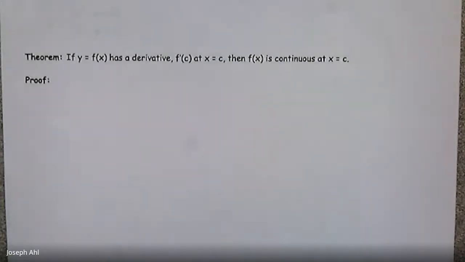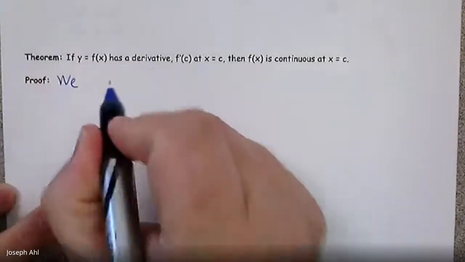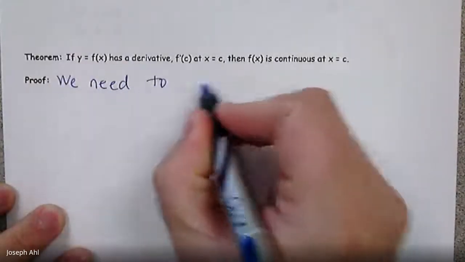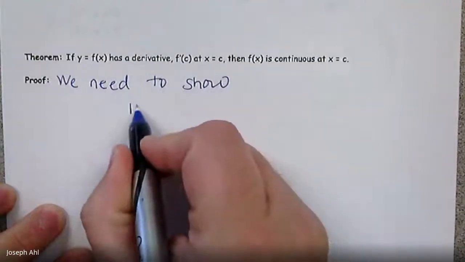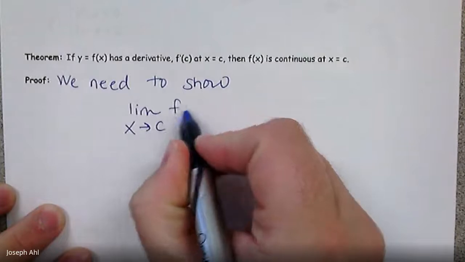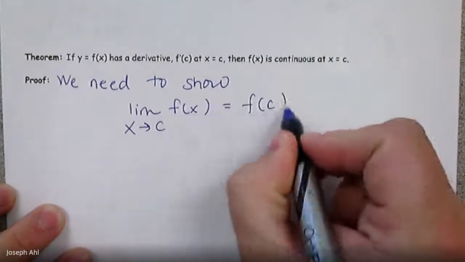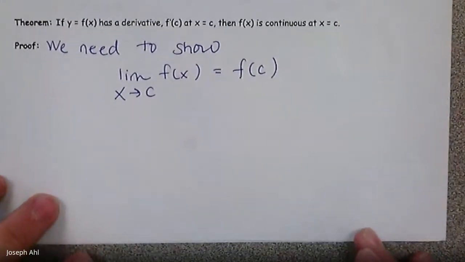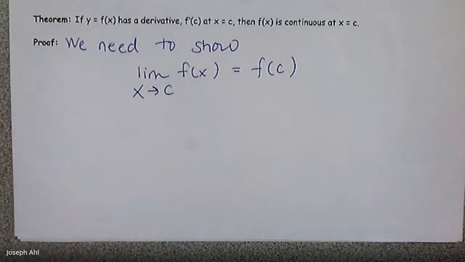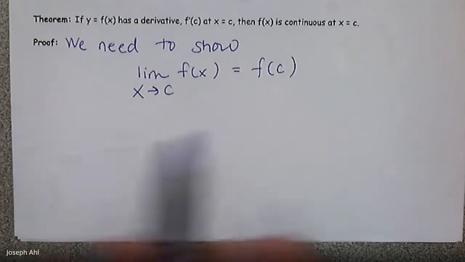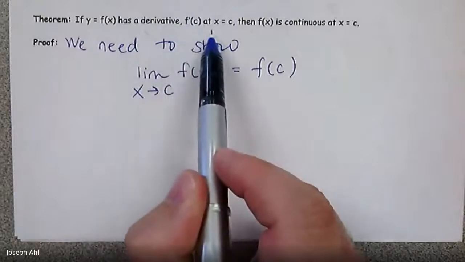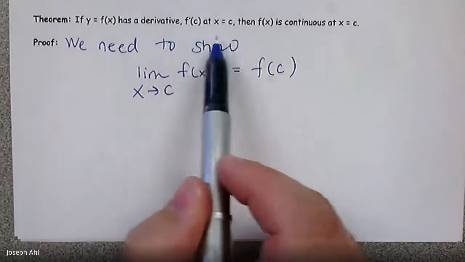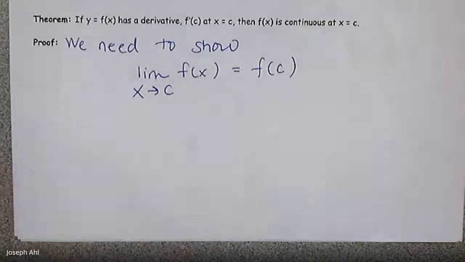So based on what we now know about continuous functions, what we're going to need to show is that the limit as x approaches c of f of x is equal to f of c. That's definitely the condition that has to hold true in order for a function to be continuous at x equals c. And we want to somehow incorporate this idea that we have a derivative that exists at c, and then use that information to say, okay, if the derivative exists, then we're continuous at that value.